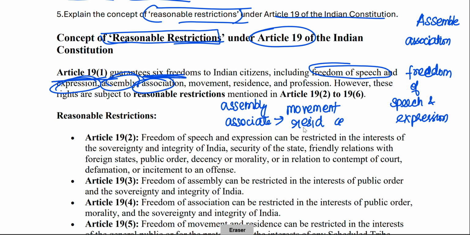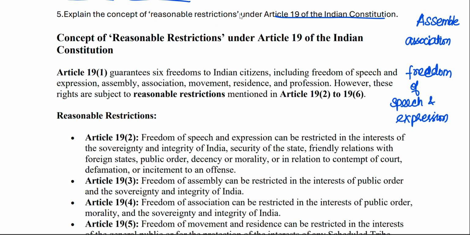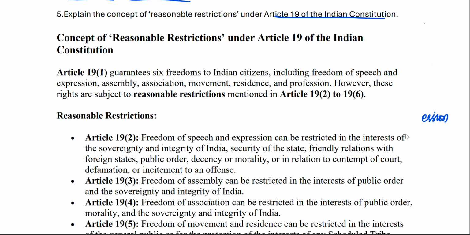The freedom of speech and expression. So, we'll be having the freedom of speech and expression, assemble, association. And then we have movement, residence, and profession. You have speech, expression, then you are assembling and you associate, then you start to move, and you find a residence and a profession as well.